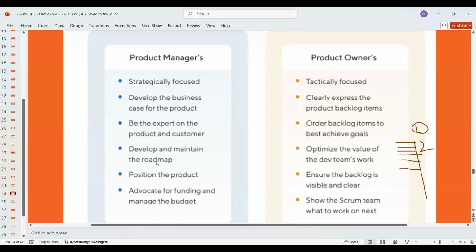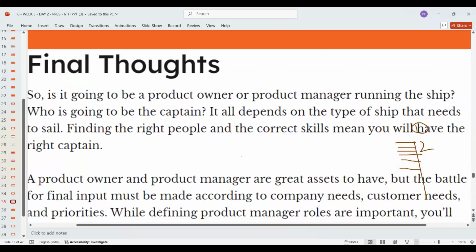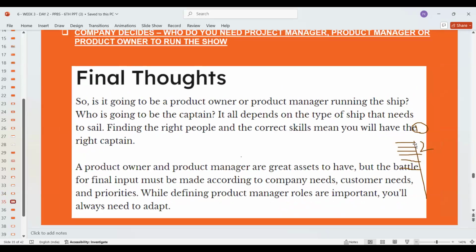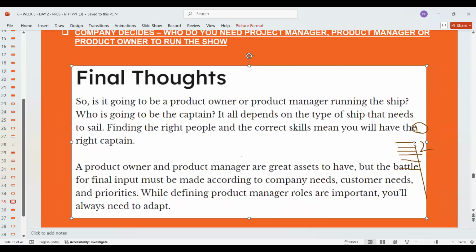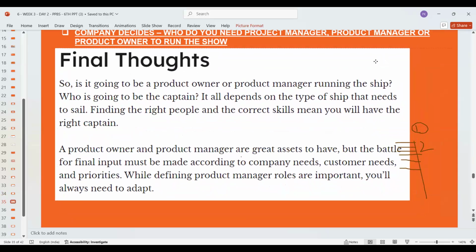Any doubt in this? Some of the points were more or less a repetition of the earlier slides. So, any doubt in this, guys? No. Fine. So let us understand in summary. Is it readable? Is it big enough?